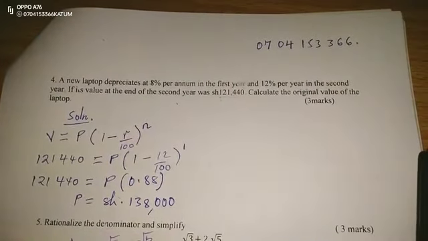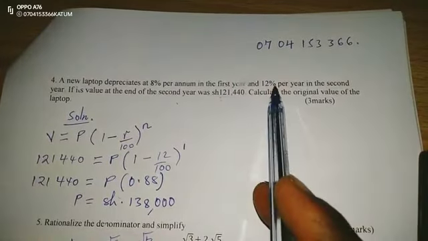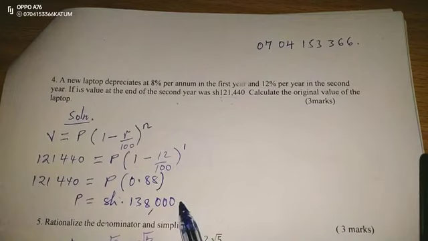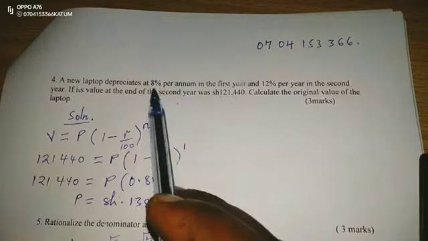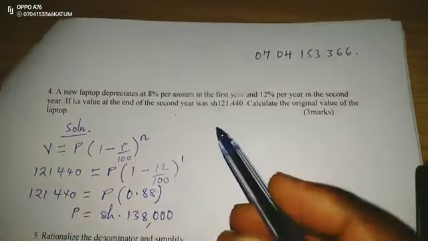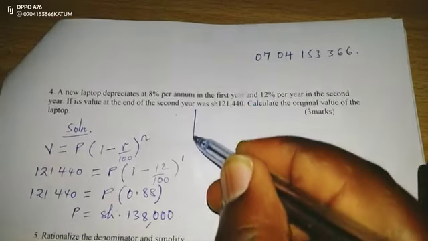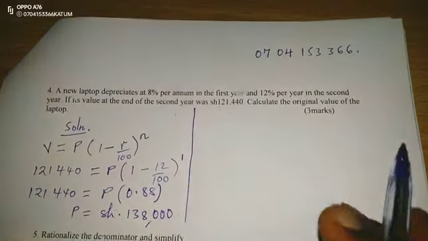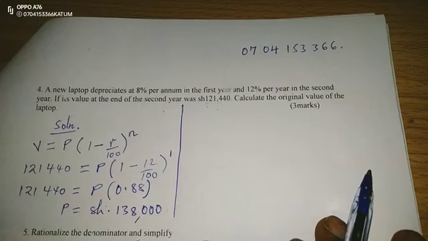Now this is the amount the laptop was costing at the end of the first year, so that it depreciated at the rate of 12% per annum, and at the end of the second year, this was the value. Now, if this is the value after depreciating at the rate of 8% per annum in the first year, we can look at the original value during the start of the first year.